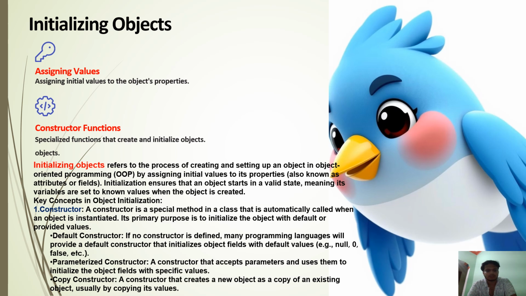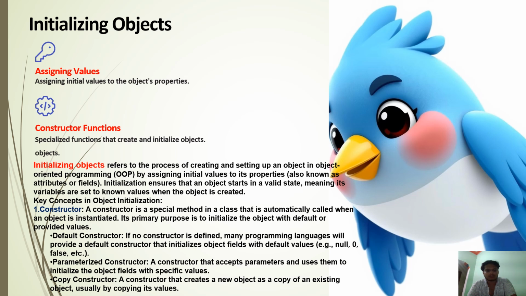Initialization of an object refers to the process of creating and setting up an object in an object-oriented program by assigning initial values to its properties, also known as attributes or fields. Initializing ensures that an object starts in a valid state, meaning its variables are set to known values when the object is created. Constructor. A constructor is a specific method in a class that is automatically called when an object is initialized, and its primary purpose is to initialize the object and provide values to its fields.